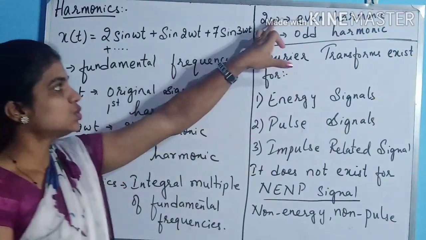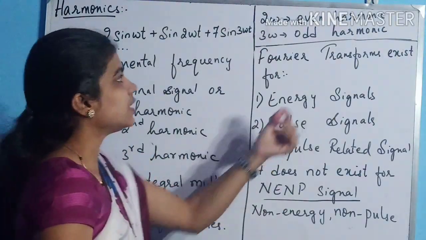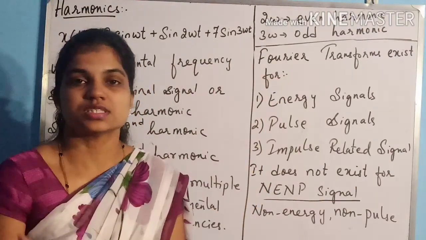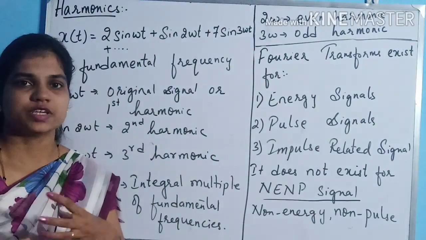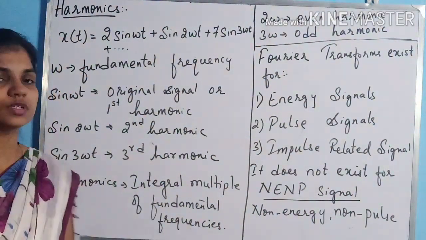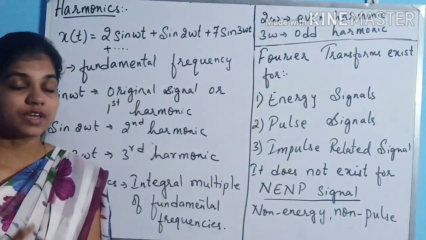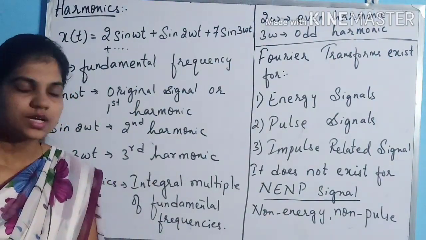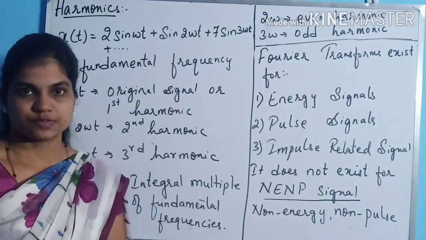And 2 omega, 4 omega, 6 omega and so on, we call them even harmonics, and 3 omega, 5 omega, 7 omega, we call them odd harmonics, right? So whenever we have studied the chapters of waves and oscillations, we have spoken about periodic functions, about harmonics, and also about the sinusoidal nature of waves. Now how are we going to relate them to Fourier transforms?